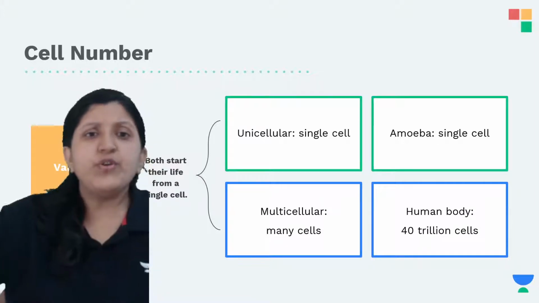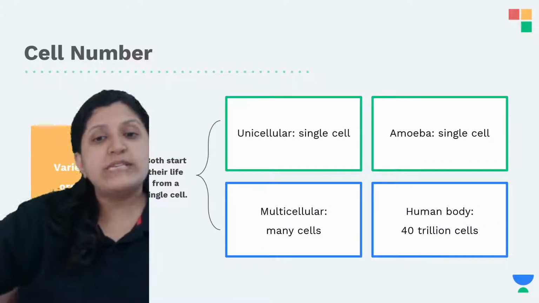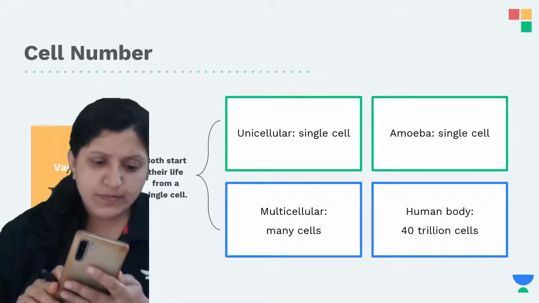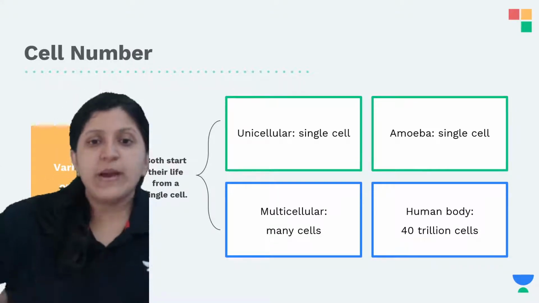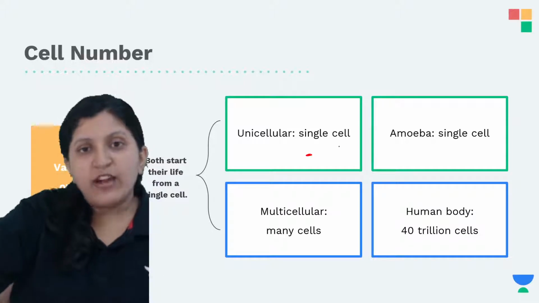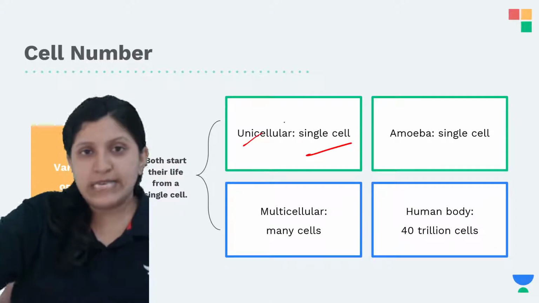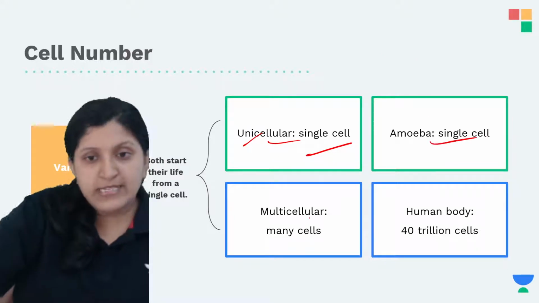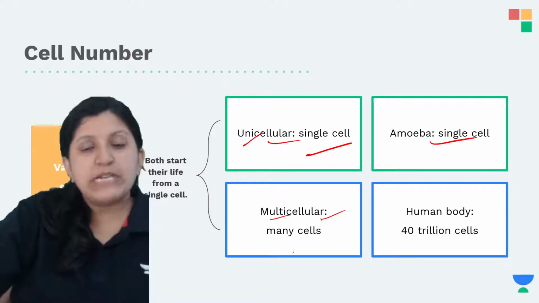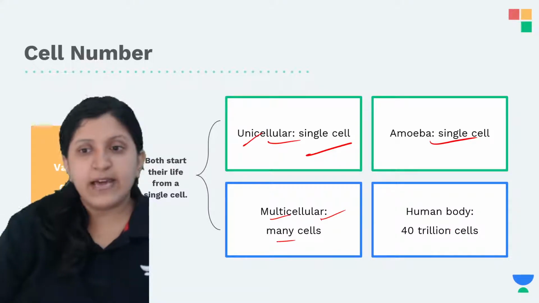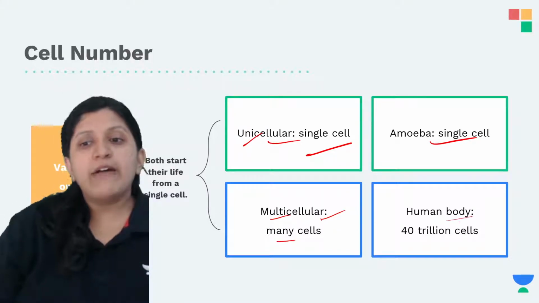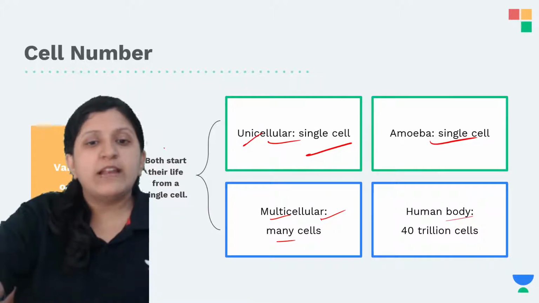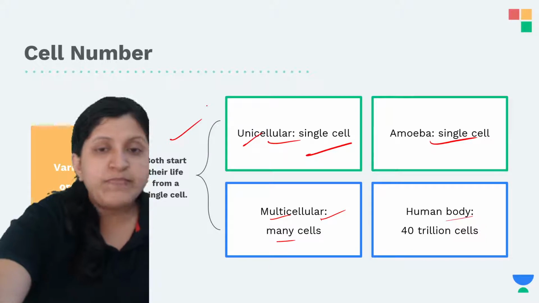Okay, so now cell number. When we mention unicellular, it means a single cell. Uni is single, cellular is cell, so single-celled. Amoeba is single-celled. Multicellular, multi is basically many, so many cells are there. The human body can have up to 40 trillion cells, and this varies with organisms. But both start their life from a single cell.